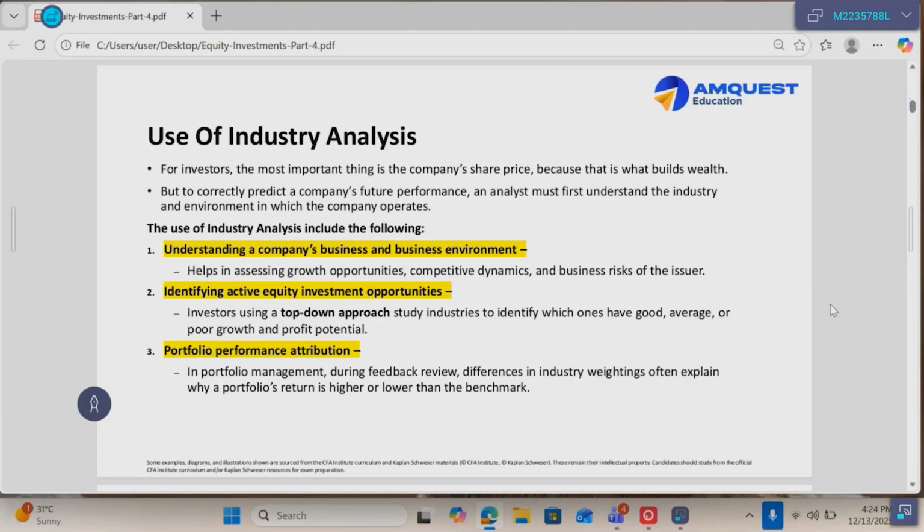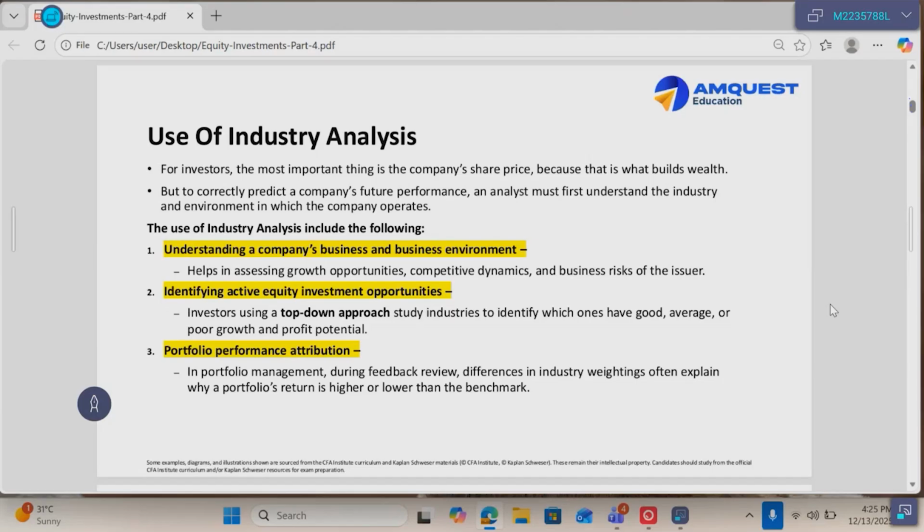To correctly predict a company's future performance, the analyst must first understand the sector, the industry, the environment in which the company operates: who are the competitors, where are they earning their revenue from, what are the costs, and is there a chance that the cost will be impacted by an increase in the price of raw material, or dollar and forex fluctuations, increase in the price of crude oil, increase in interest rates. So there are a lot of external factors which impact the operations of a company. So the use of industry analysis includes understanding a company's business environment, the growth opportunities, competition, business risks, etc.